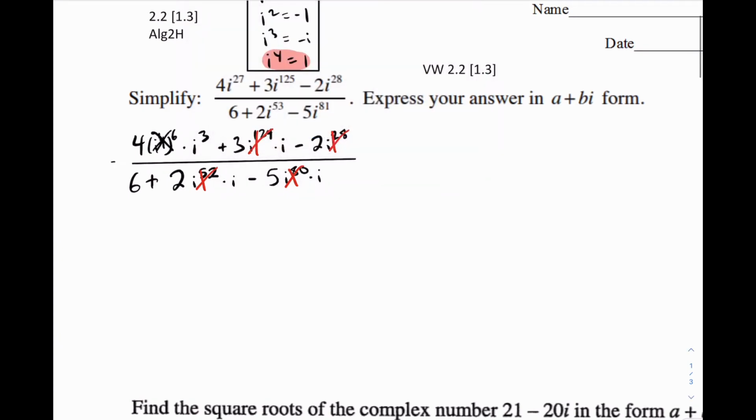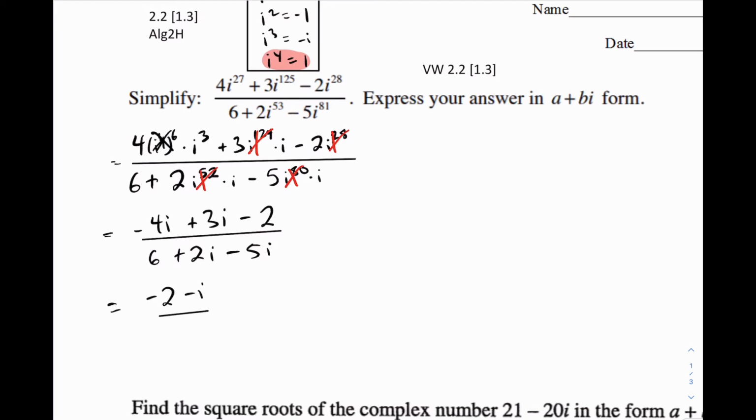Now we simplify. So I have 4, but notice how you have i cubed here? Look at your chart. i cubed is -i. So that's going to be -4i. Then we have plus 3i minus 2, all divided by 6 plus 2i minus 5i. So notice how the problem becomes significantly easier now. Let's rearrange it. -2 minus i over 6 minus 3i. We're going to multiply by the conjugate now to simplify.